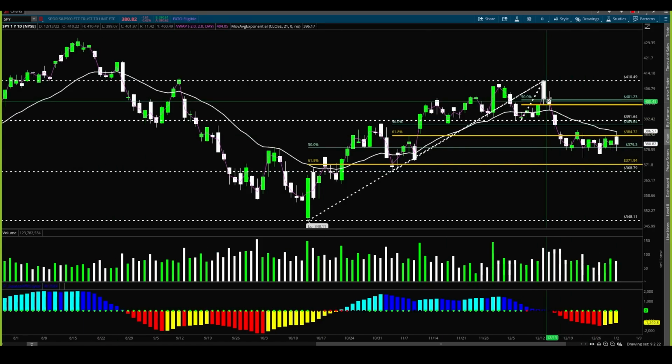But it doesn't necessarily mean that I'm getting long as soon as it comes to one of these bounces, because it could simply just break below it. As you can see, we broke below here, started to finally get some price action here, and that's kind of what we're sitting on right now.